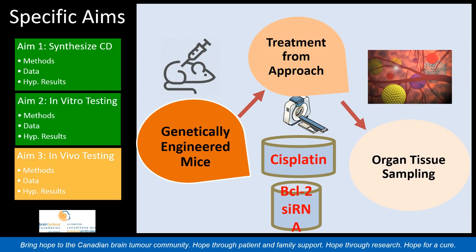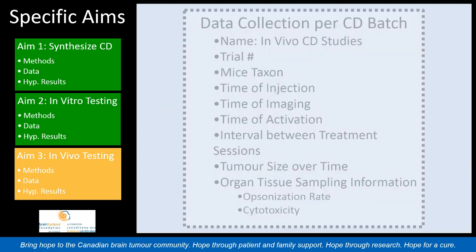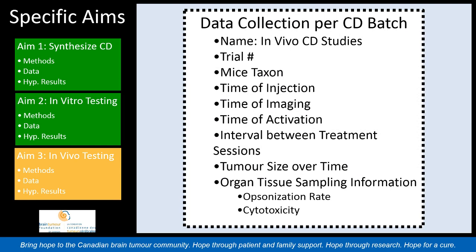The third component of our strategy involves an in vivo study with genetically engineered mice with diffuse astrocytoma, and then using the TREMA approach we described earlier, we will inject them with 2 batches of carbon dots for imaging and therapy. Finally, we will conduct an organ tissue sampling to measure opsonization, which is a release of the carbon dot from the body, as well as cytotoxicity. This is the data we will collect for in vivo study.